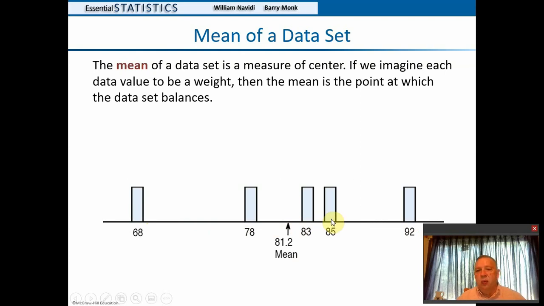That's 81.2. And if we imagine this as being a scale and these are weights pulling down this side, pulling down on this side, this thing would balance out at that point. If these were on distances, here would be the point where you would be able to balance. So replace everything with this one value and you would be the same.